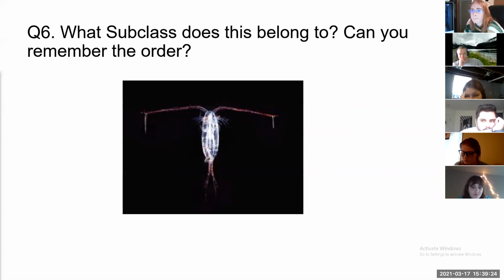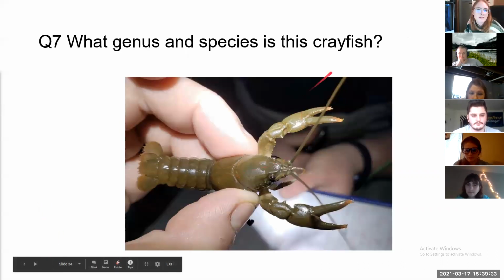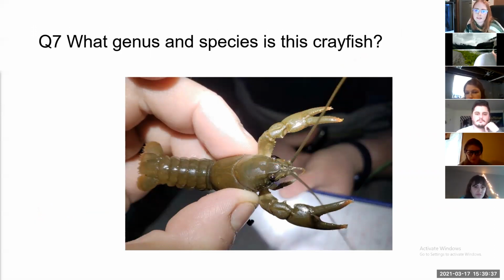Okay, next one. Okay, so what genus and species is this crayfish? So we're looking at that rostrum again, right? So what kind of rostrum does this have? Just unmic yourself and call it out. Smooth. Smooth, yeah. Exactly. So what does this narrow down to?